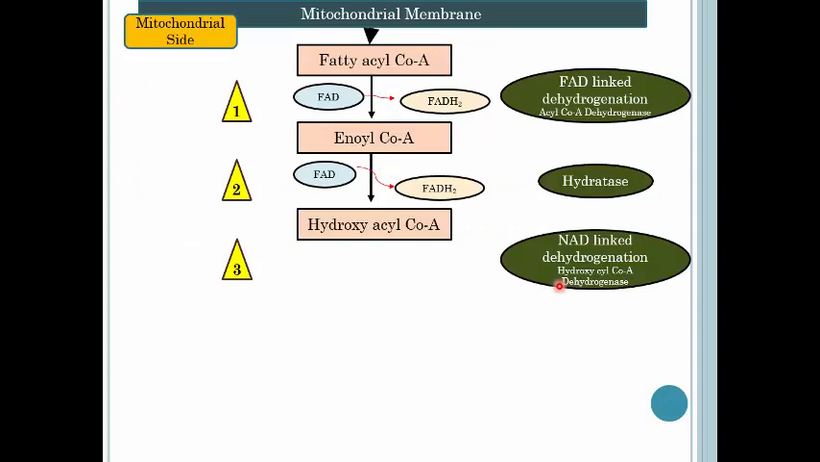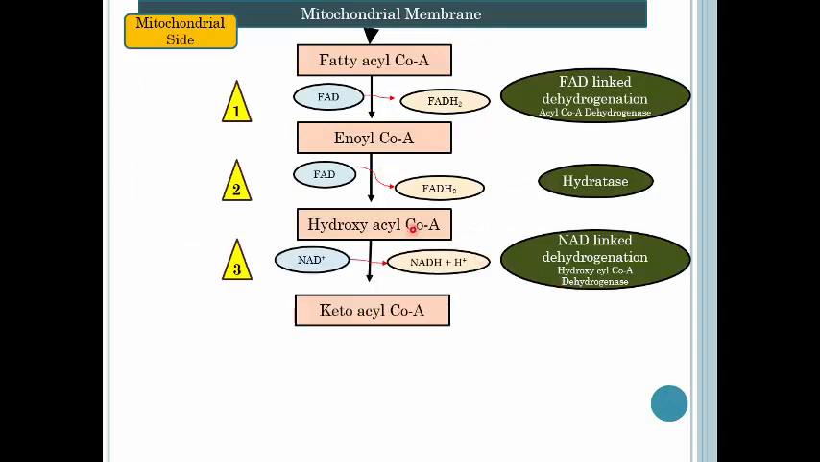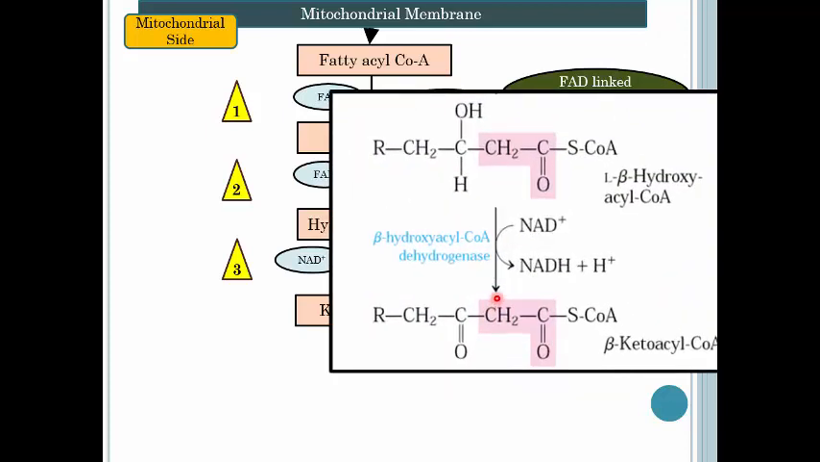So in the third step, hydroxy acyl CoA will be converted to keto acyl CoA with the enzyme NAD-linked dehydrogenase. The NAD will be converted to NADH, which can produce 3 ATPs in the electron transport chain. So this is the third step. When we talk about palmitic acid, again you can see there is a removal of these 2 hydrogens, so there is the formation of a keto group. That's why it is known as keto acyl CoA, and NAD will be converted to NADH.